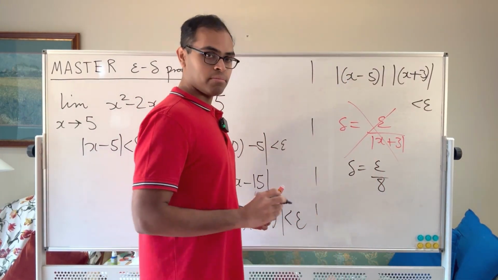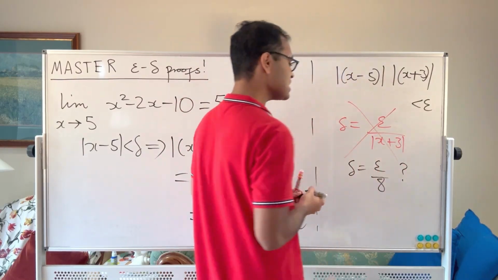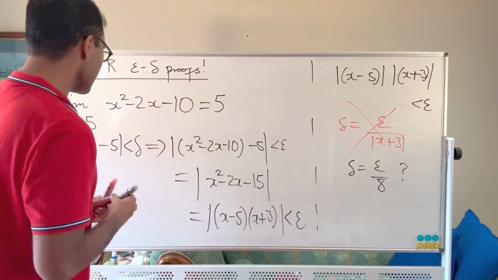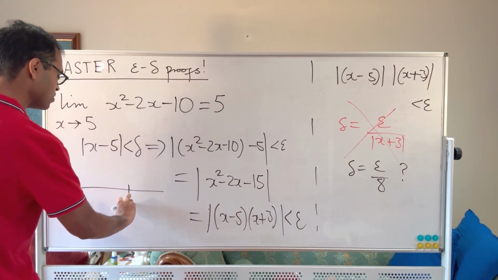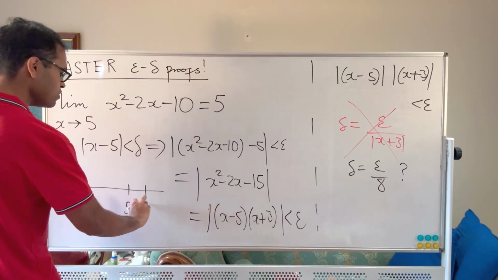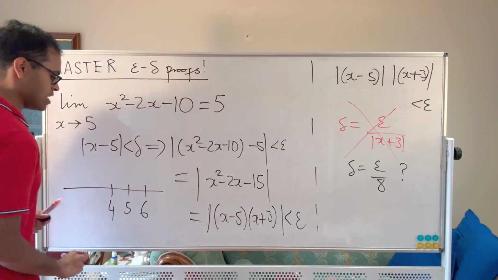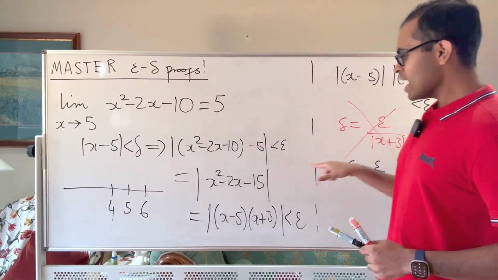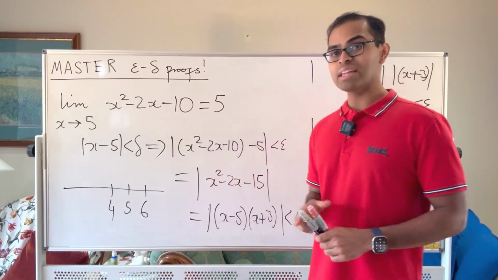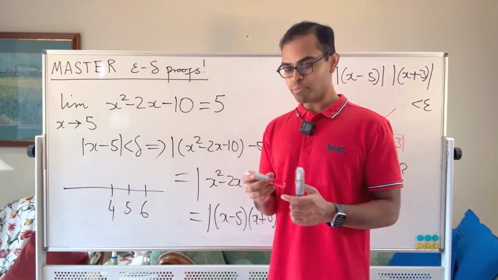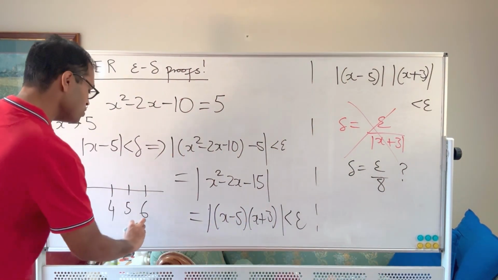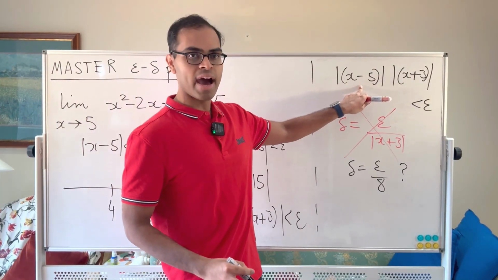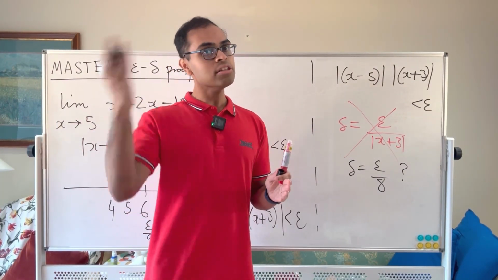The problem with this is that it doesn't universally work, because remember, when x is close to 5, x can be either to the right of 5 or to the left of 5 on the number line. So if we imagine a range, I'm just going to be very specific here, imagine a range from 4 to 6. Then when x is equal to 6, our x plus 3 is going to be 9. So as our x approaches 6, our delta should be epsilon over 9 to ensure that if the absolute value of x minus 5 is less than delta, but also x is close to 6.